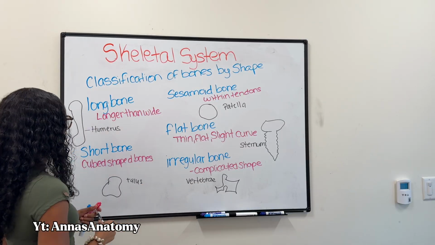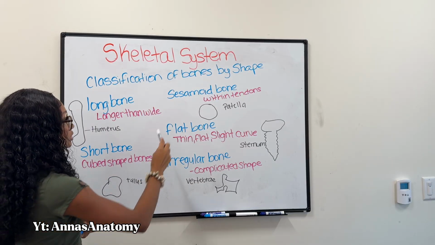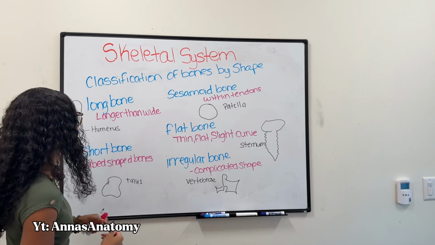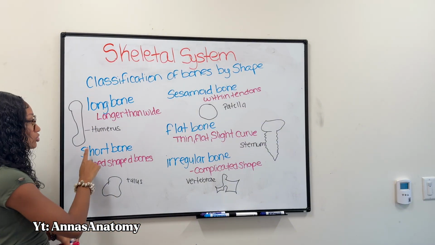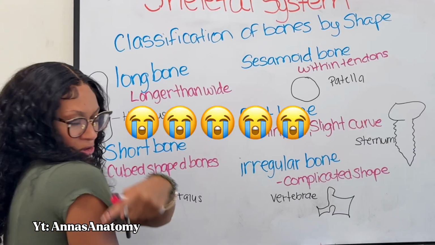Classification of bones by shape. We have a long bone, a short bone, a sesamoid bone, flat bone, and irregular. The long bone is longer than it is wide. For example, your humerus would be a long bone.